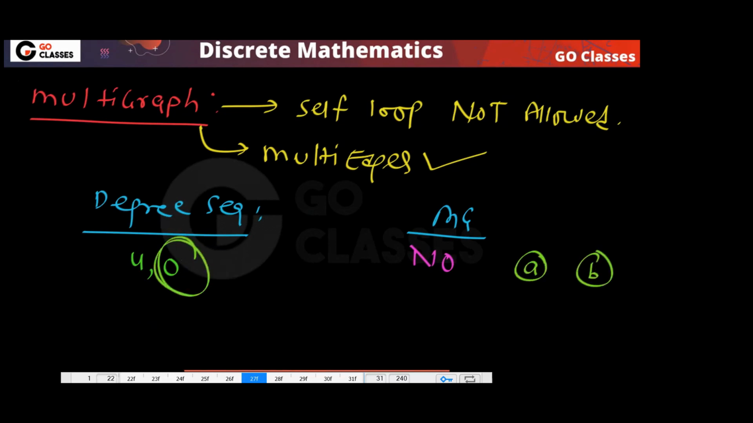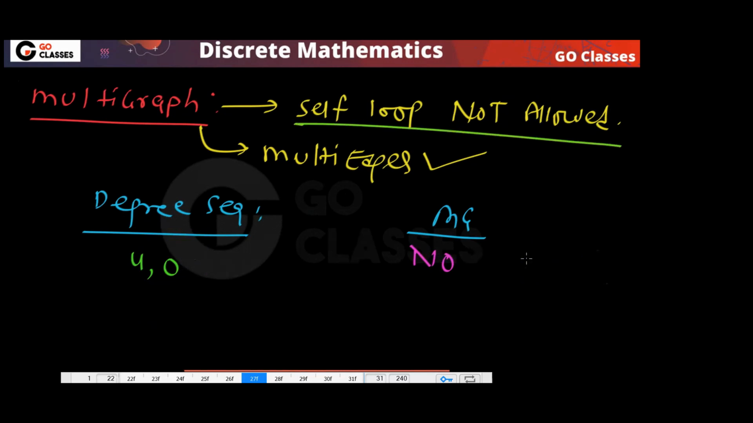One vertex is isolated. Only one vertex is there. Self loop is not allowed. So definitely you cannot create any multigraph for this degree sequence.